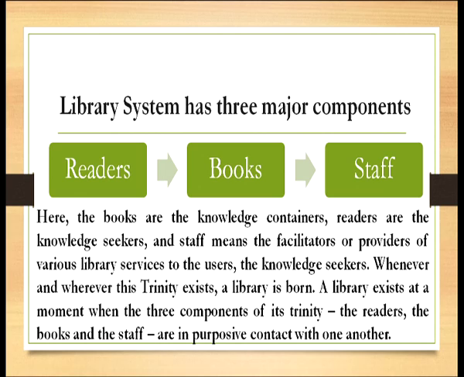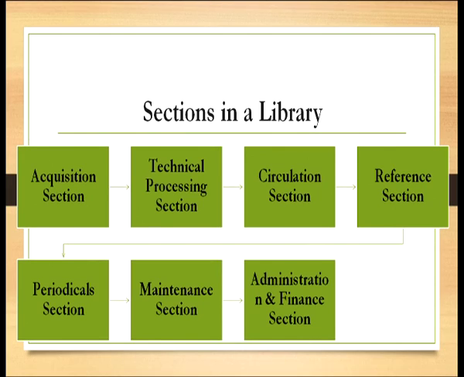Whenever and wherever this trinity exists, a library is born. A library exists at a moment when the three components of its trinity, the readers, the books and the staff, are in purposive contact with one another. A library has different sections like the acquisition section, technical processing section, circulation section, reference section, periodical section, maintenance section and administrative and finance section. So, we will discuss all the sections one by one.